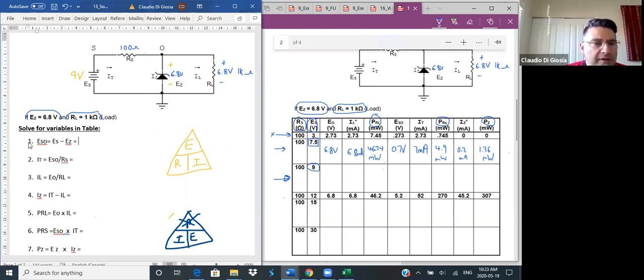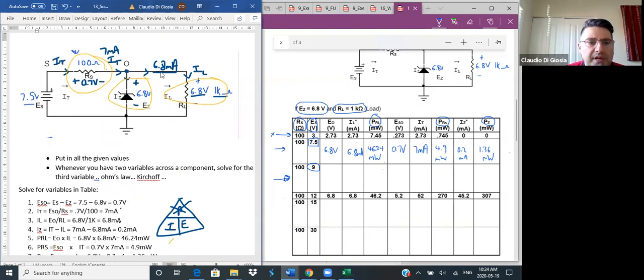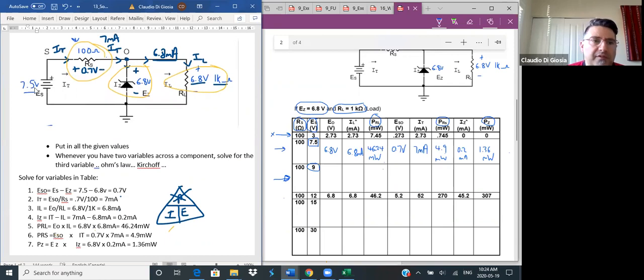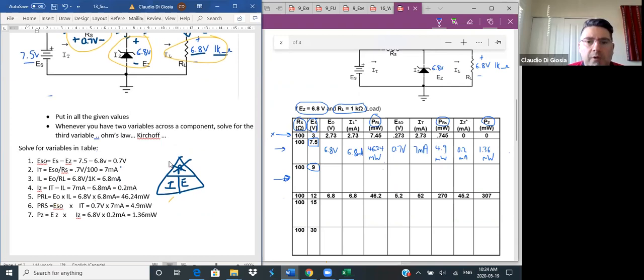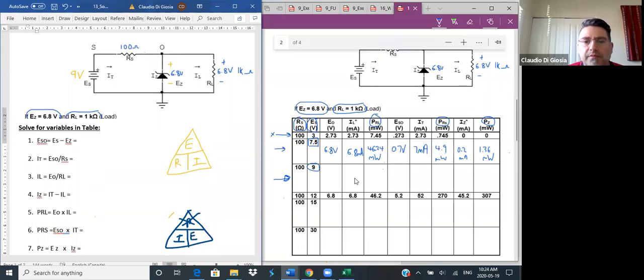So here I have the order in which I suggest you solve for variables. What is ESO? ESO is the voltage here, okay? So I have 9 volts. Using Kirchhoff's, if I have 9 volts here, and this will take 6.8. It's kind of like what we did before, the same step, but there we had 7.5 volts. So 7.5 volts minus 6.8 gave us 0.7 volts here. Now we're increasing the voltage. We move down to the next row in the table. So we're looking at an ESO of 9 volts minus 6.8.